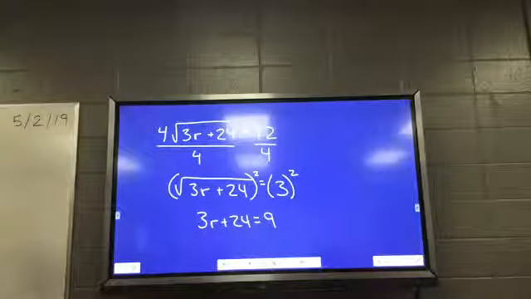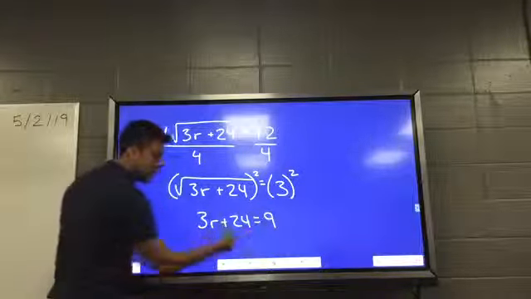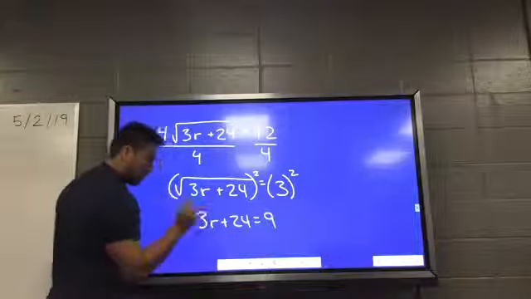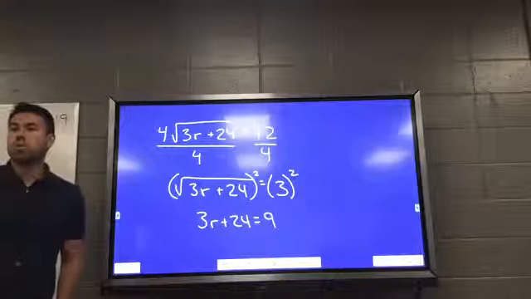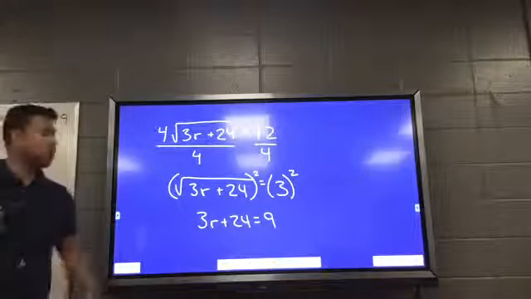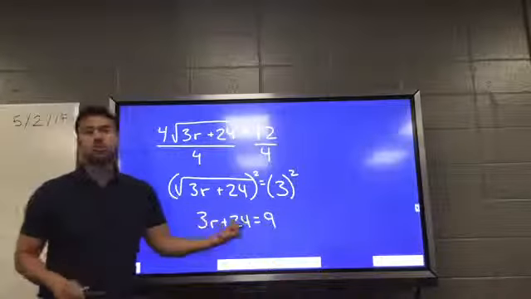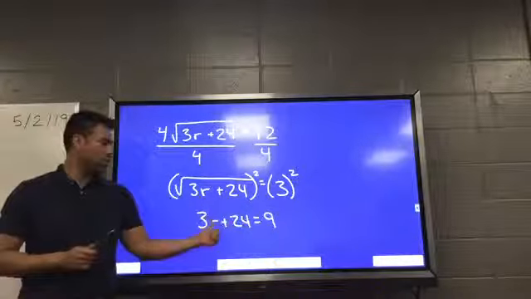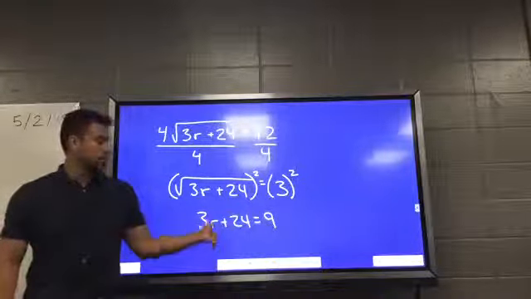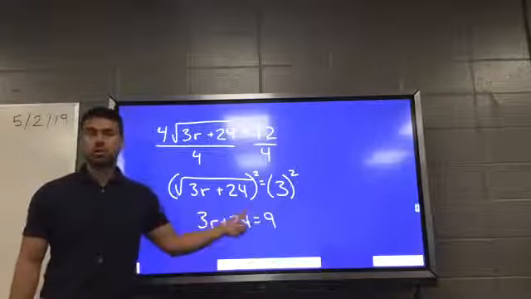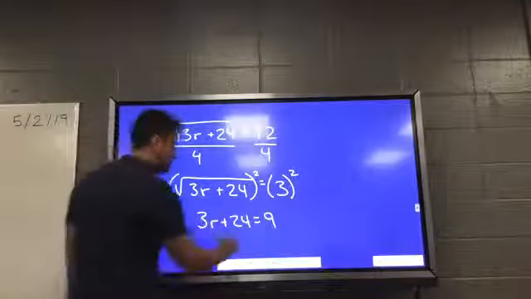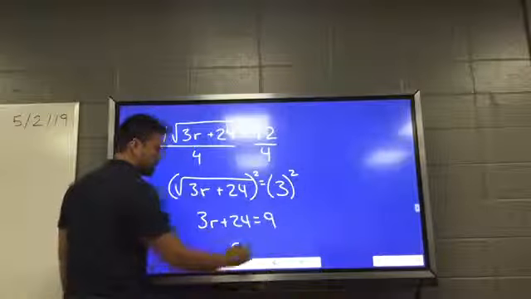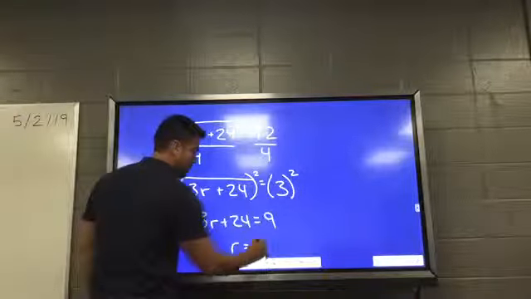So I want to find, here's just a normal equation. This is chapter 1 stuff. Find what r is. And so you're doing that, figuring out what r is. Sorry, can somebody tell me what you do? You don't have to work it out, but just tell me what would you do to undo what's happening to r now? Subtract 24. From both sides you would subtract 24, and then you would divide by 3, and you should end up with r equals negative 5.